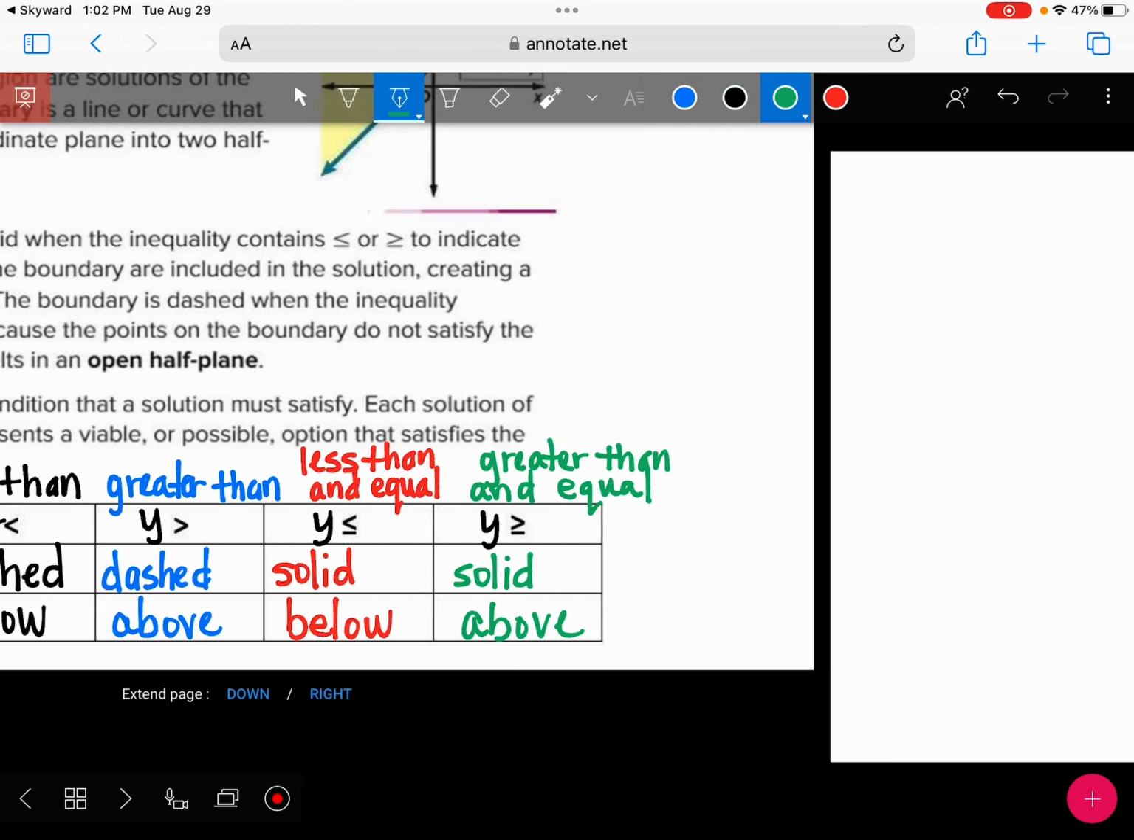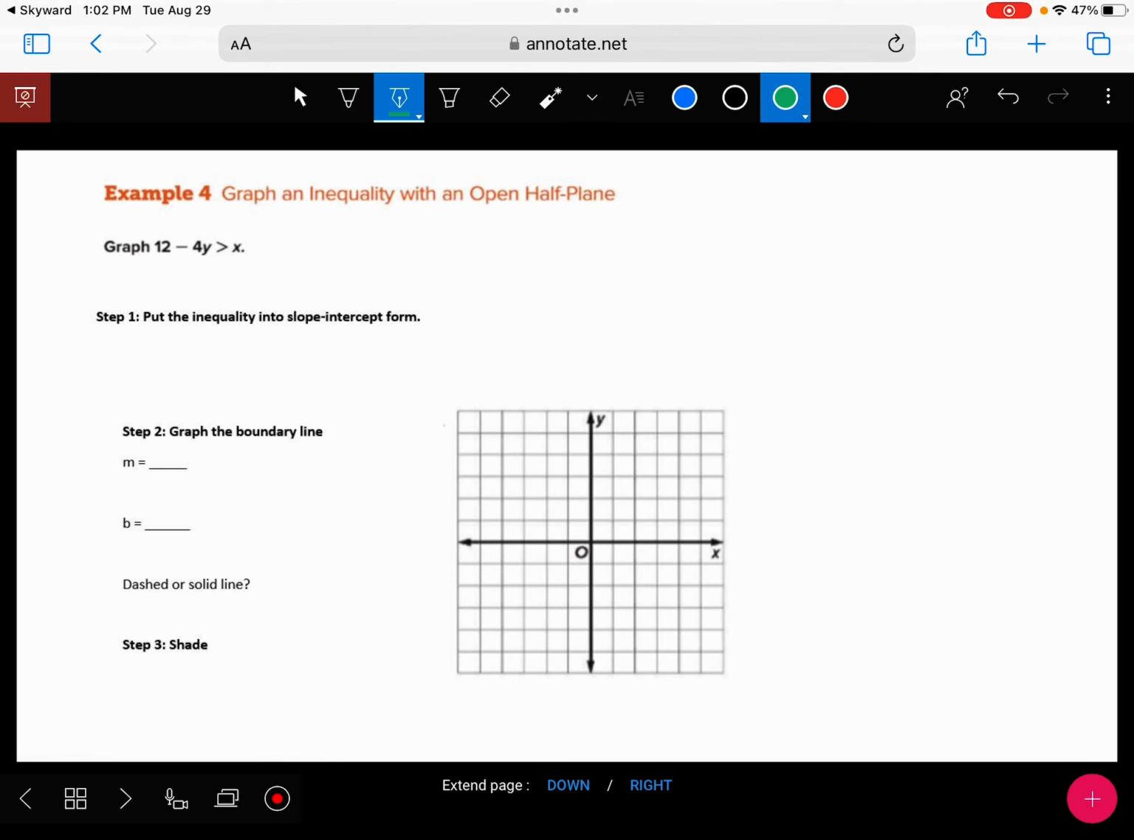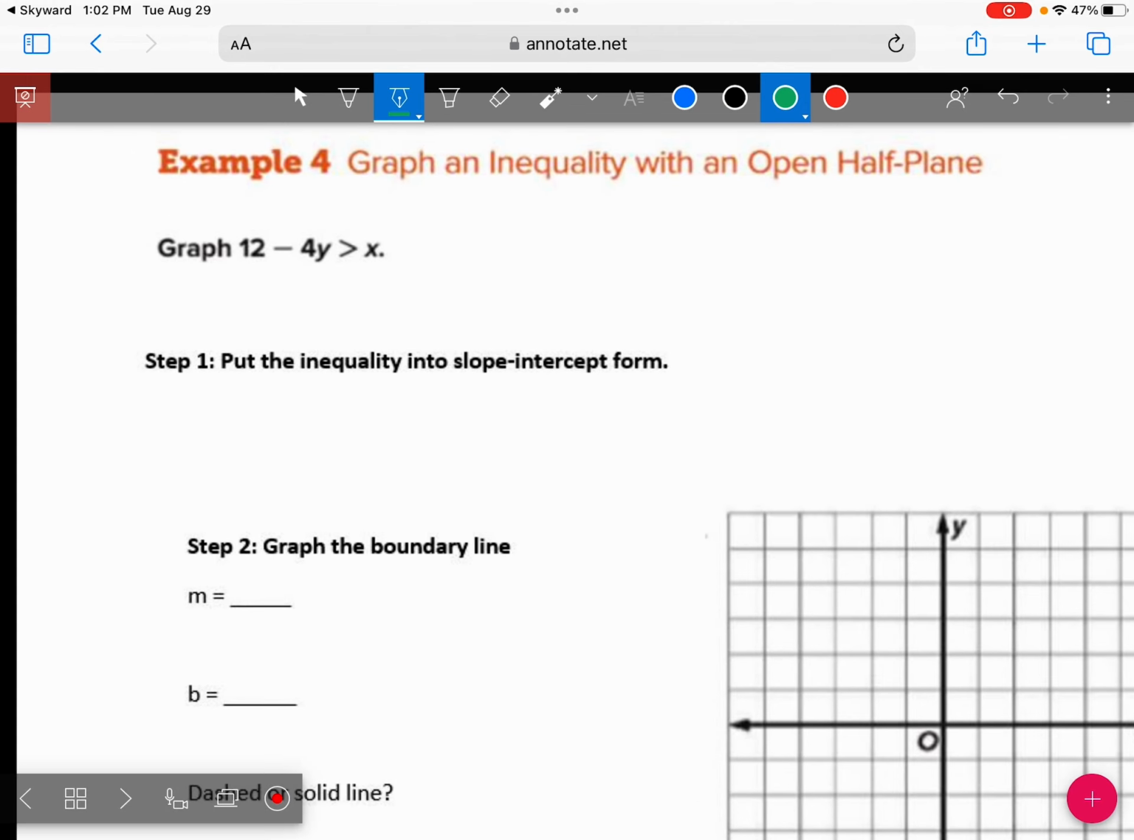All right, so let's go ahead and start graphing these out. For example 4, this is not in slope-intercept form, so we need to solve it for y. We need to get y by itself. So we're going to have 12 minus 4y is greater than x. Actually, I'm going to solve it over here because I need a little bit more space.